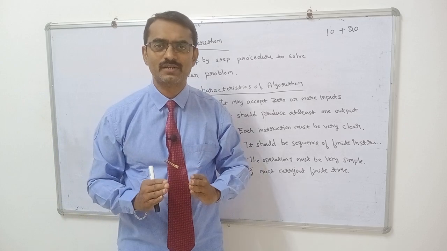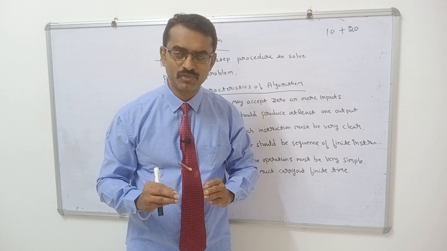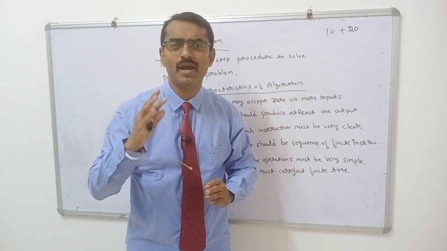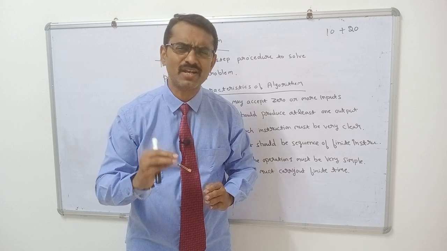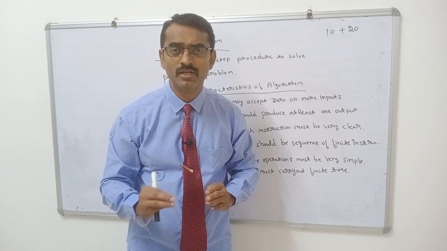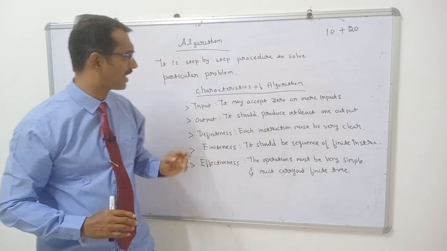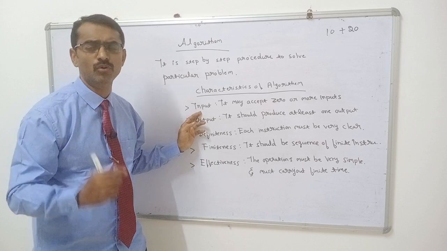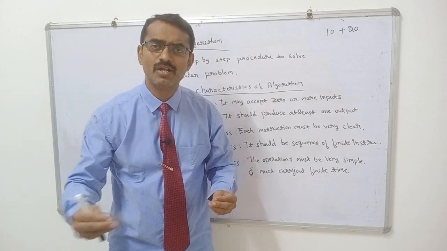What do you mean by characteristics of an algorithm? Whenever you are writing an algorithm, you need to keep some things in your mind. Definitely you have to understand the characteristics very perfectly. Why? Because if you don't keep the characteristics in your mind, your algorithm is not treated as an algorithm. What are those characteristics? The first one is input. As I told, I will give 10, 20, plus, these are all called an input.